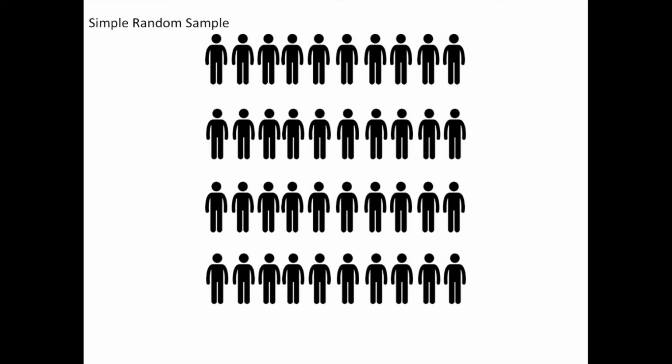So the first thing you must do when you collect a sample is to establish your population size, which is always represented by capital N. And in this case, let's say we're looking at 40 people. And let's say we want to collect a sample of 9, then lowercase n is always your sample size.